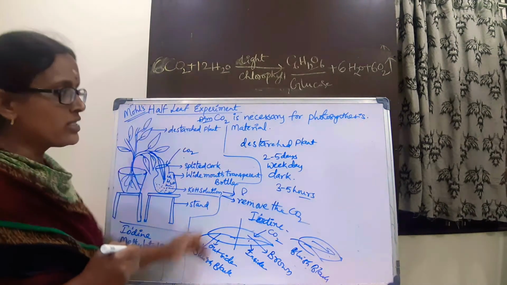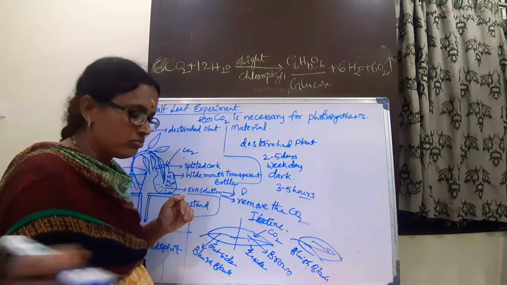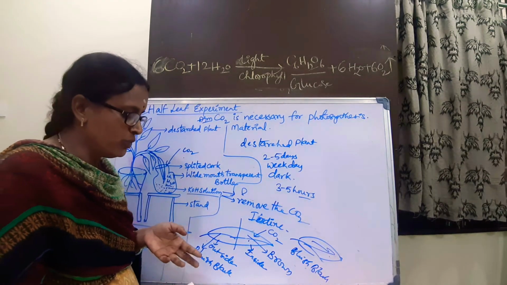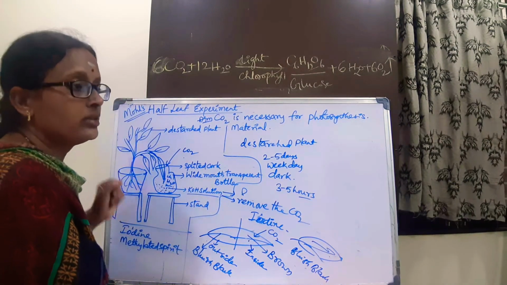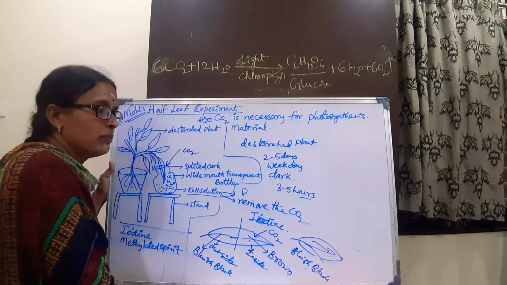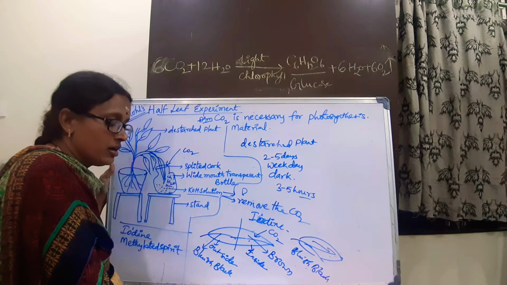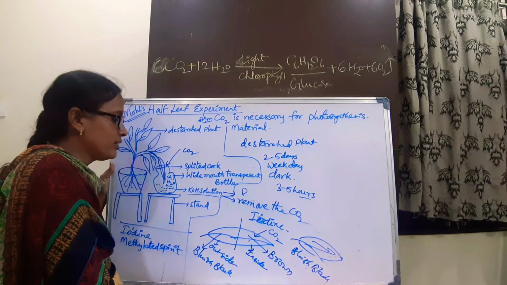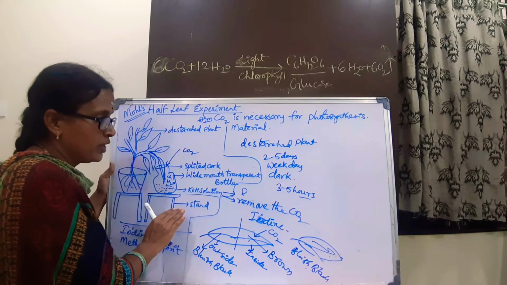And while doing this experiment, what are the precautions we are going to follow? The leaf should not touch the KOH solution, the split cork should be placed tightly, and we should apply grease or Vaseline to avoid the entry of gases. Okay, so this is the precaution.